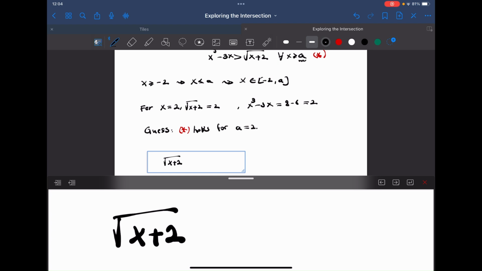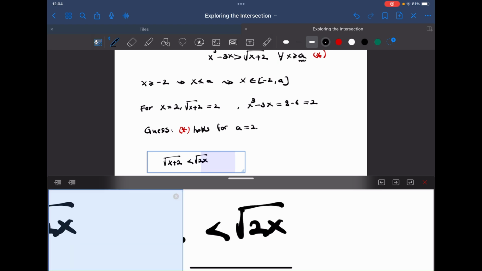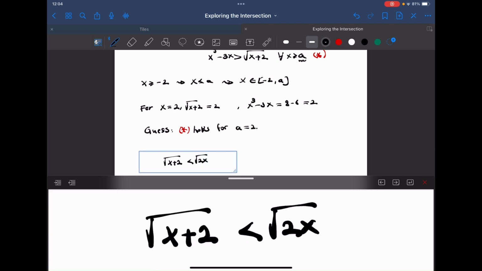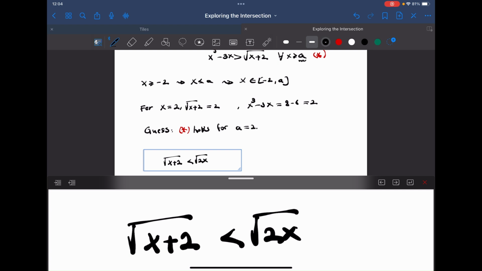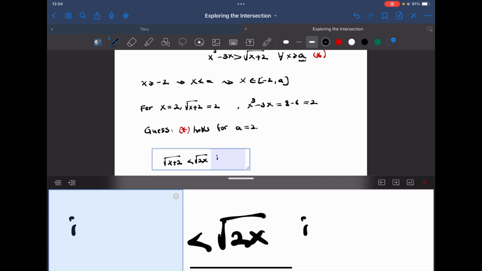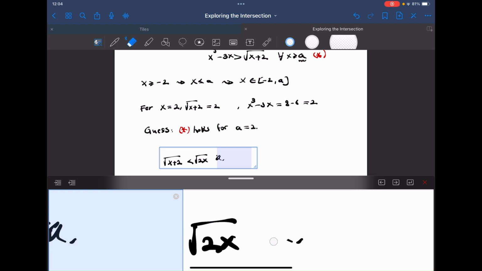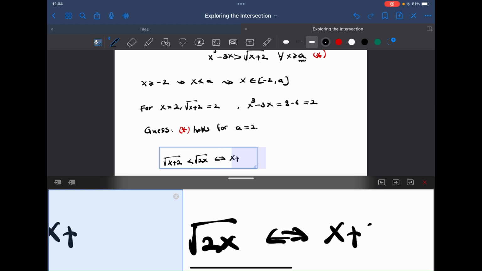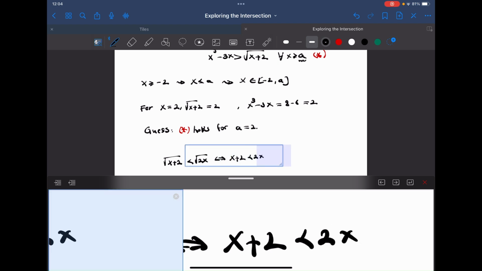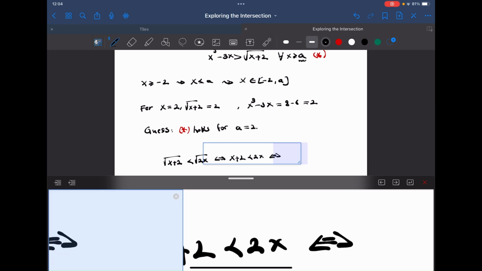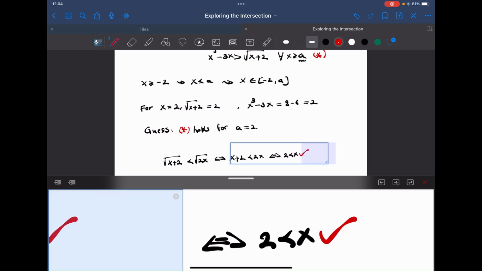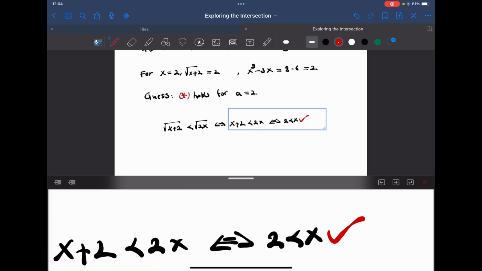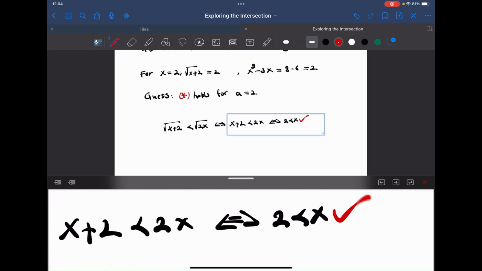I have this, and I'm going to say, okay, when exactly is this less than 2x? And I can see that this is valid for x larger than 2, right? Because if you try to simplify it, you see that this is if and only if x is less than 2. And this is correct, right? So this is true for x larger than 2.